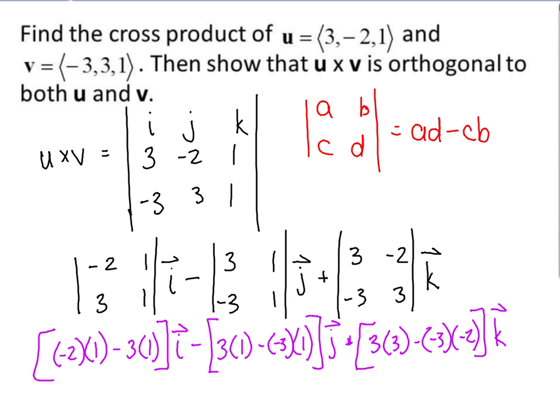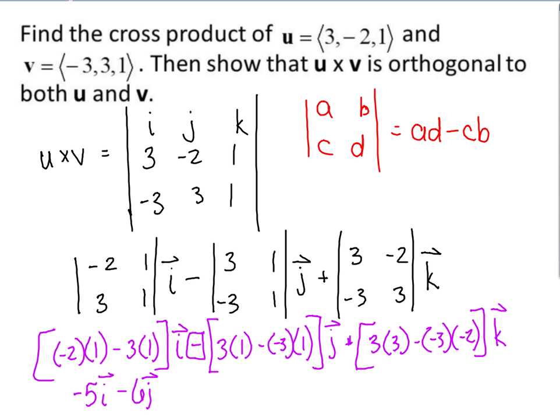Negative 2 times 1 is negative 2, negative 3 times 1 is negative 3. Negative 2 and negative 3 gives us negative 5i. 3 times 1 is 3. Negative 3 gives us positive 3 times 1 is 3. And 3 plus 3 gives us 6. But we do have this negative sign out front, so it's going to be negative 6j.